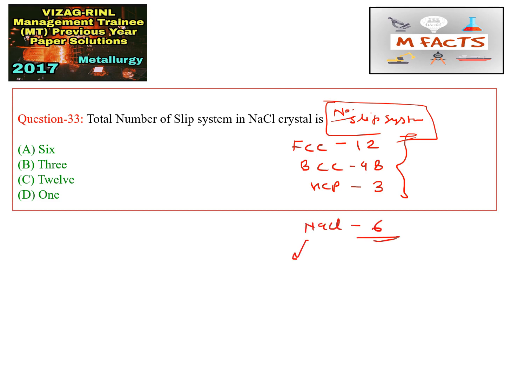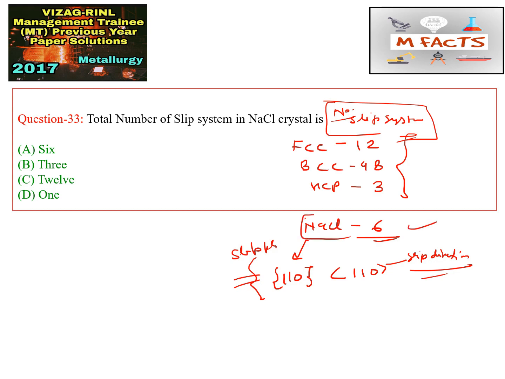And here they are asking about NaCl, that's why I'm writing for NaCl. The slip plane for NaCl is 110 and the slip direction for NaCl is 110 also. So these both are the same. This is the slip plane and this is the slip direction for NaCl. Okay, so you can verify from any standard book of material science. In that book they have given these things.